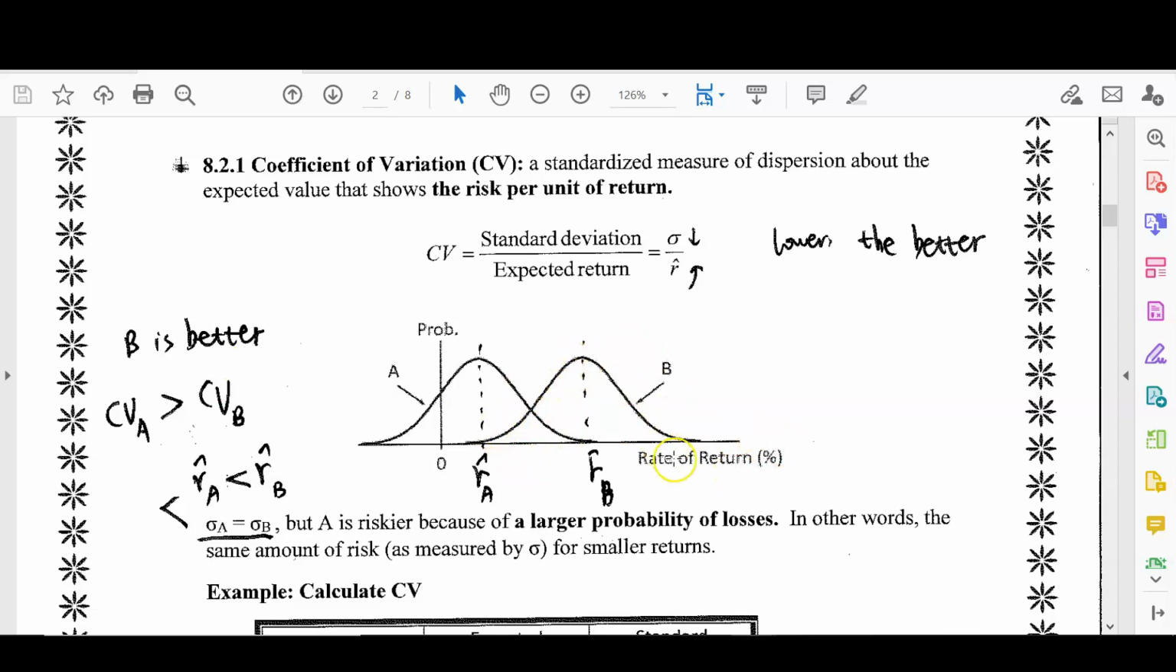Okay, B has the same risk but higher return. B is better. A is riskier because of larger probability of losses. In other words, the same amount of risk for smaller returns. Okay, A has the same risk but smaller returns, so A is riskier, and A has a higher CV. Okay, so CV is actually a better measure than standard deviation, because it incorporates risk and return. Even though we say CV, it's also a measure of standalone risk.